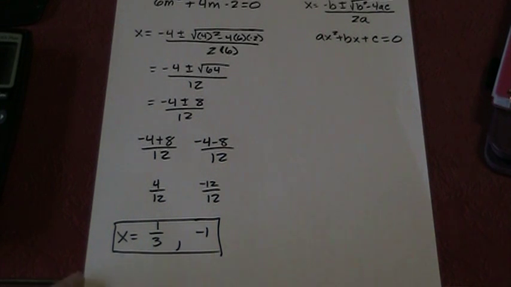And so that would be an example of a rational answer. I don't have any radicals, I don't have any i's in my answer.